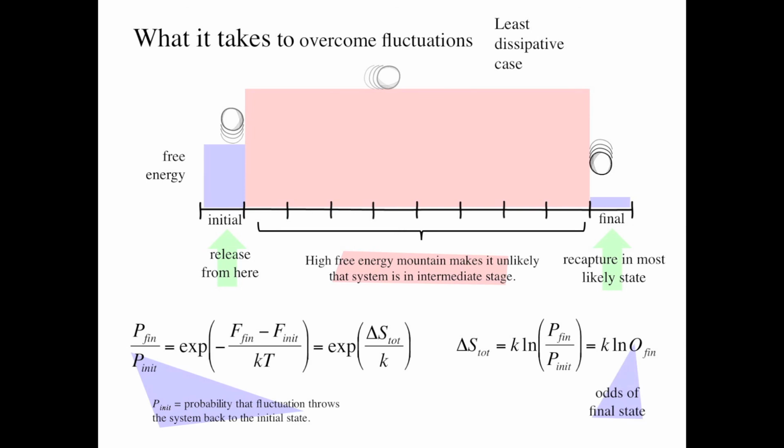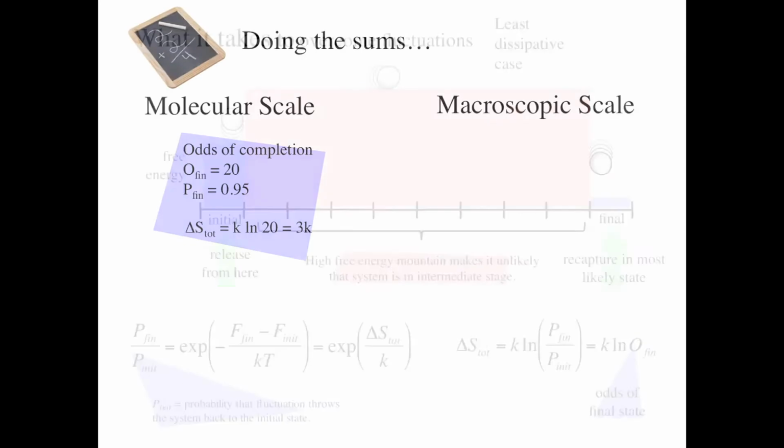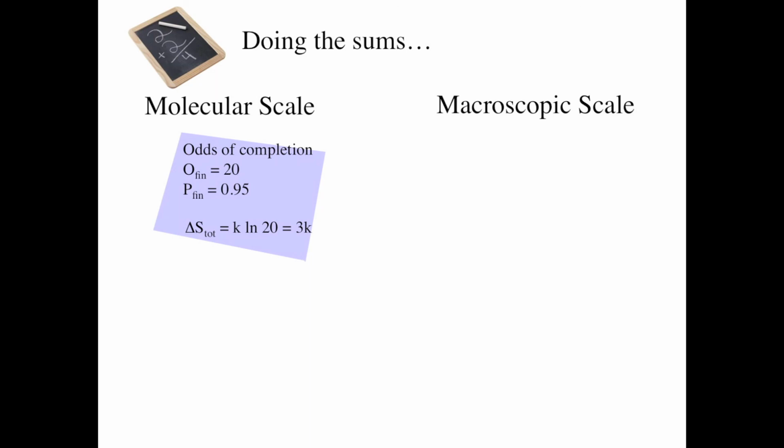The quantity O sub phin is the odds of the achievement of the final state, that is the ratio of the probability of the final to the initial state. Here's what this result means for molecular scale processes. Let's say we want to have odds of completion of 20 to 1, that is a probability of 95% success. To do that, minimally, we will need to create 3k of thermodynamic entropy.